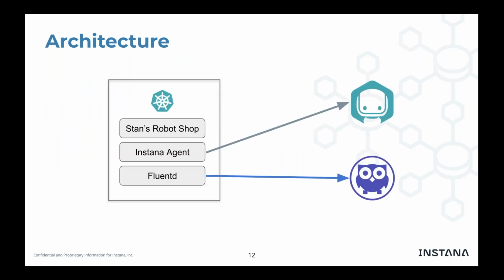If you do get everything installed, and this is what I've got running here, we'll see it very shortly. You end up with Kubernetes, with Stan's Robot Shop, and the Instana agent deployed in there as well, and that's going to do its auto detection, pick up all the components in the Kubernetes environment, start monitoring those, and ship the data off to the Instana backend. FluentD is the log shipper, so that will run and be grabbing all the container logs that are running inside Kubernetes and shipping those off to Humeo for indexing and querying.